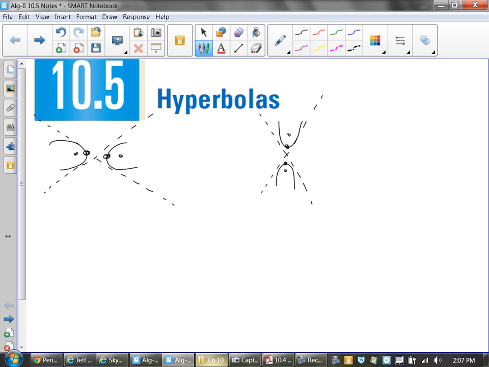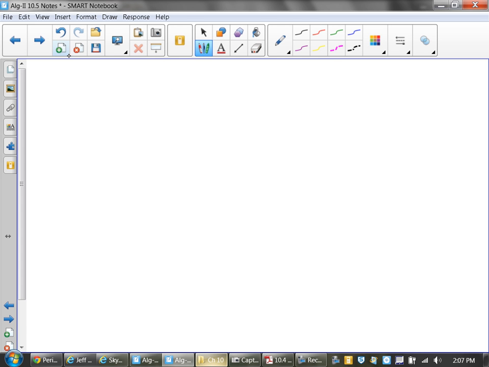So let's look at the generic form of a hyperbola. Like I said, you're either going left or right, or up and down. The difference between the hyperbola and an ellipse is going to be really, really obvious. Plus.